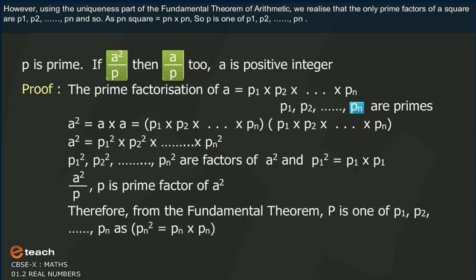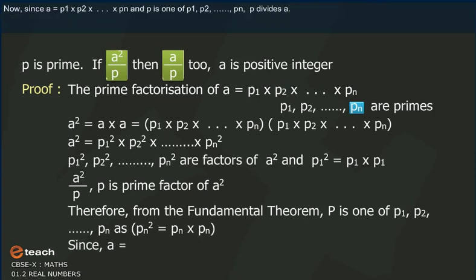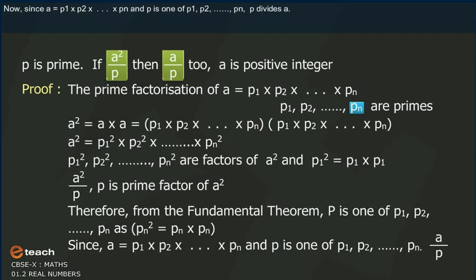However, using the uniqueness part of the fundamental theorem of arithmetic, we realize that the only prime factors of a square are p1, p2 up to pn. As pn square is equal to pn into pn, so p is one of p1, p2 up to pn. Now, since a is equal to p1 into p2 and so on into pn, and p is one of p1, p2 and so on up to pn, p divides a.